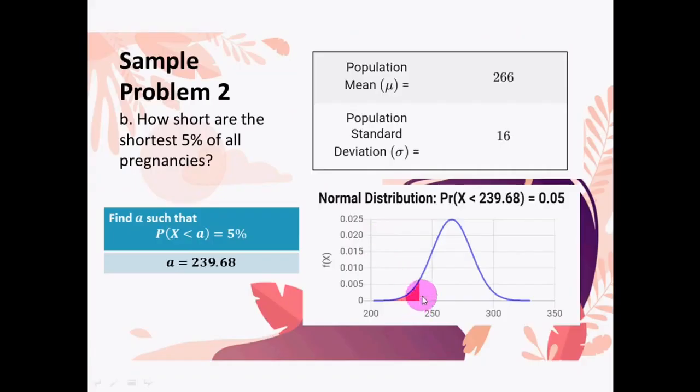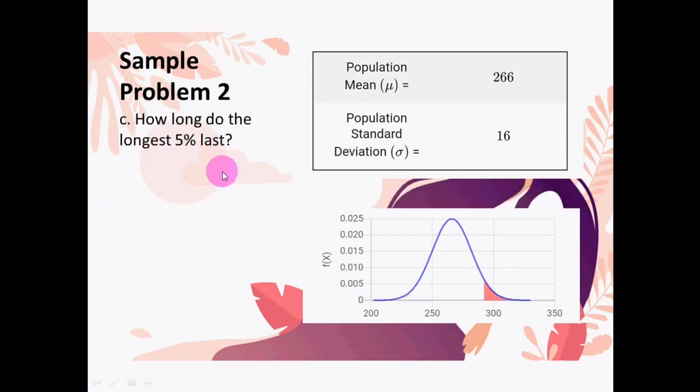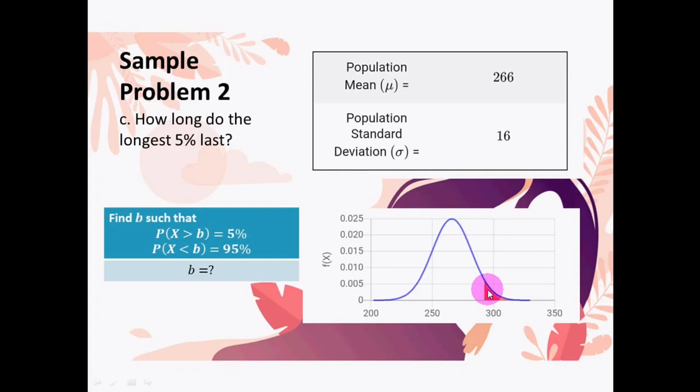And we get 239.68. Yung A natin is actually 239.68. And this means that the shortest 5% of all pregnancies are 239 days or shorter, even shorter. So this answers our second question. So the third question is, how long did the longest 5% last? What is the value of B such that the probability that X is greater than B is 0.05? Or equivalently, we look for B such that the probability that X is less than B is 95%.